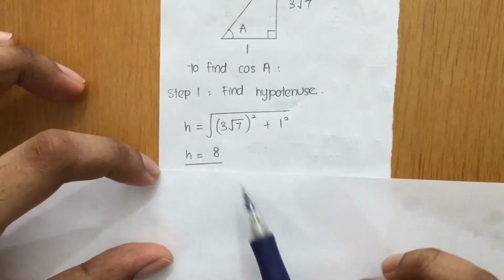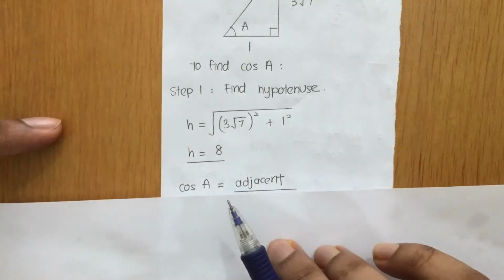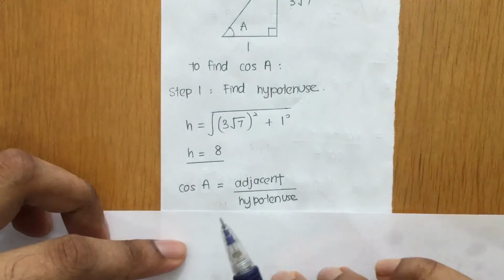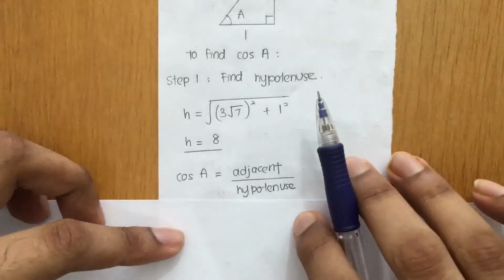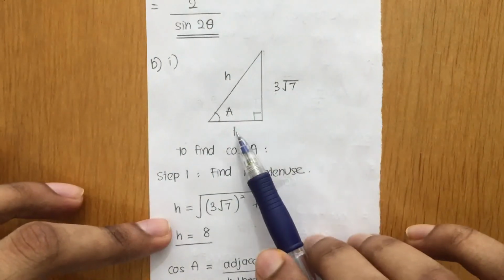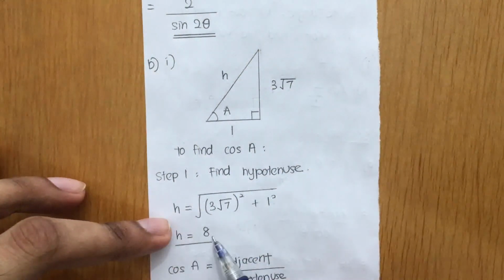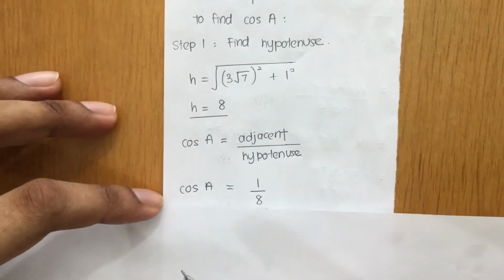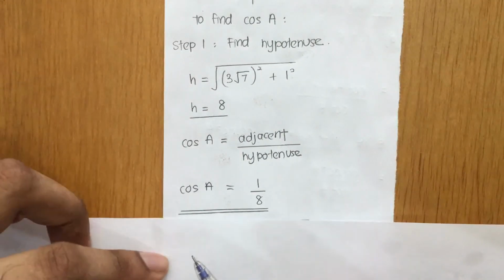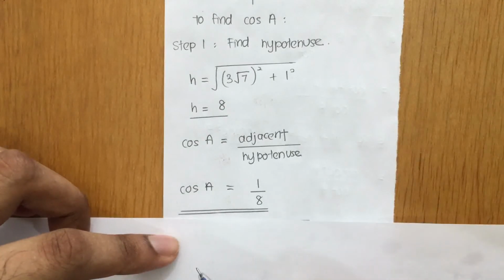So once you know your hypotenuse value, the next step will be quite easy, guys. So since you know that your cos, you can form using adjacent over hypotenuse. So in this case, your adjacent is 1 and your hypotenuse we have already found here is 8. So from here, you should get your cos A is equal to 1 over 8. So this is your final answer for the question B part 1.